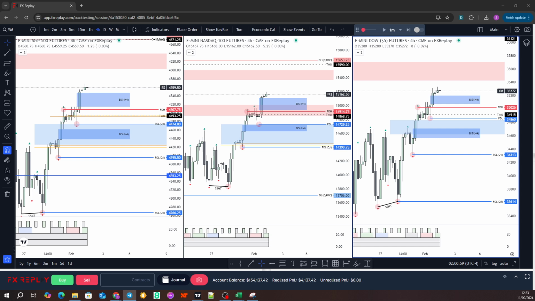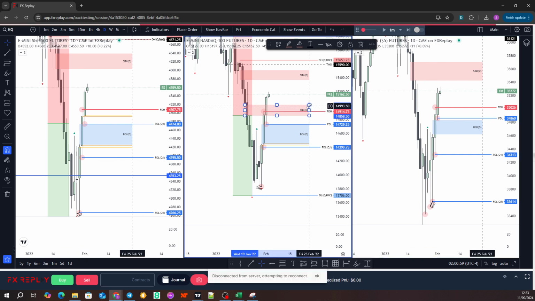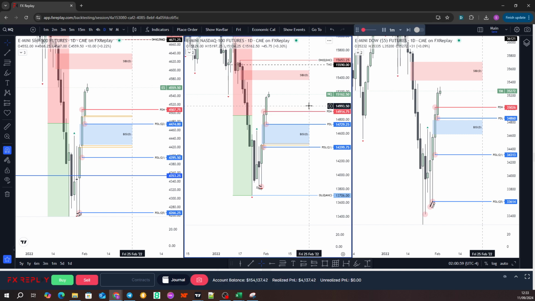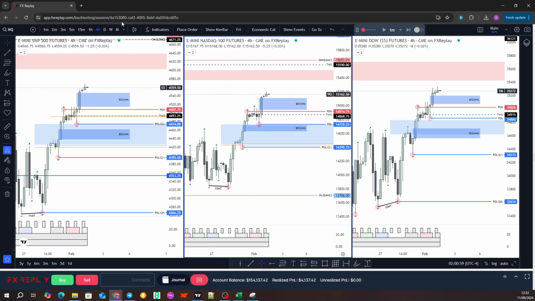External range liquidity, internal range liquidity. Just want to touch base on this. Can actually be deleted. I don't need that. Okay. Interesting. Hang on. Oh, because that needs to go.